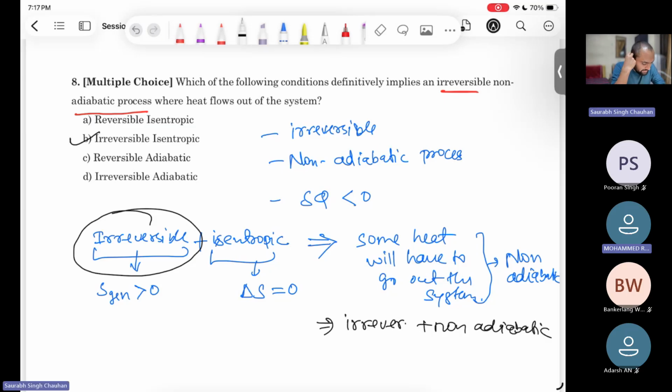In the question, the process is given to be non-adiabatic, right? No, in the options, all the processes are adiabatic. I am asking all the processes are adiabatic. No, option B, it is not adiabatic. Some heat is going out from the system, right?